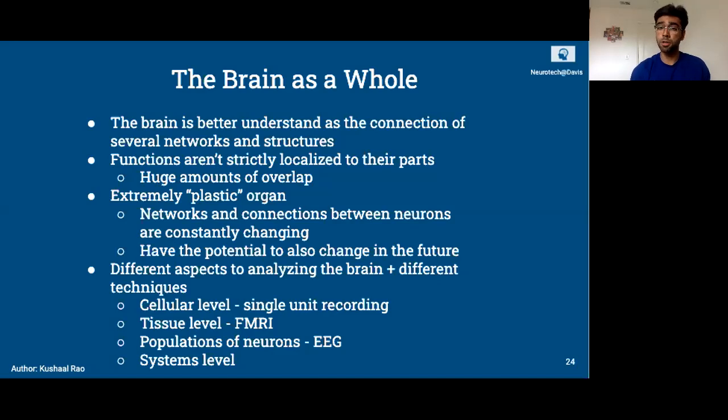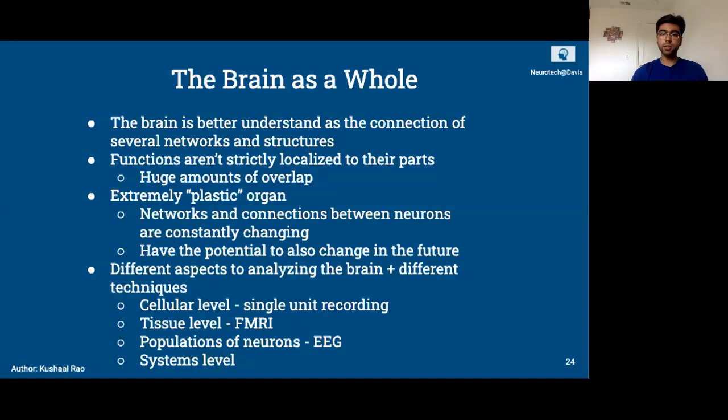The brain has a lot of networks going from all different kinds of areas and structures. And so that's why the brain is best understood as an integration of all these areas. And while these areas are not mutually exclusive, that's their primary function from what we know so far.